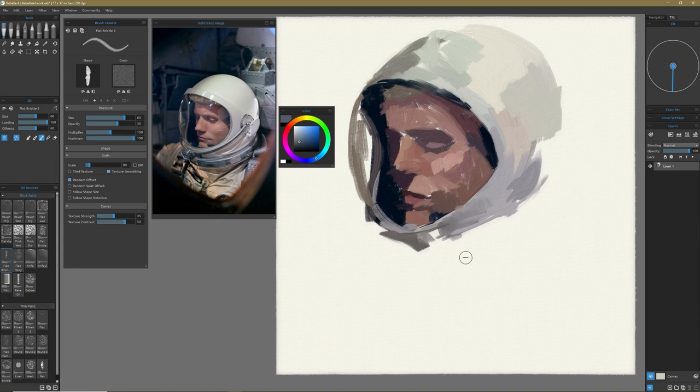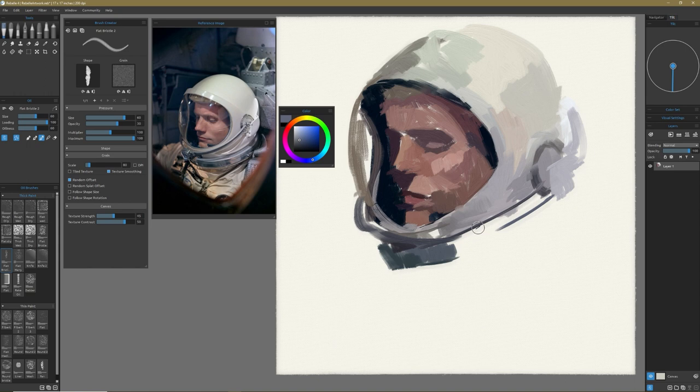I think Rebelle is the winner when it comes to the wet media, like the fluid media, the kind of drippy watercolor, that kind of thing. I think Artrage is still king of oil paints. But between the two, when it comes to oil paints, they're both really good. As you can see here, it's just fast and fluid and natural and easy, and I love it.